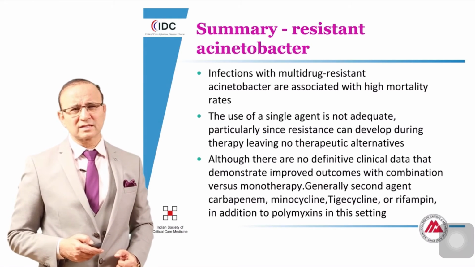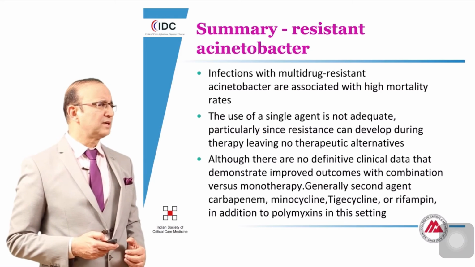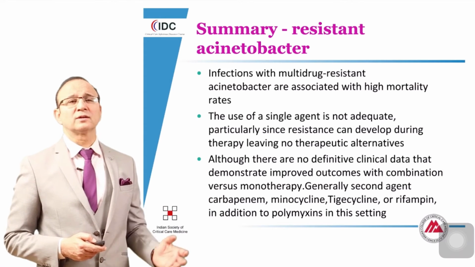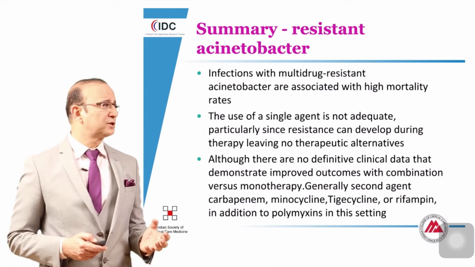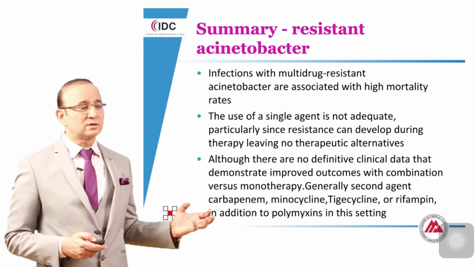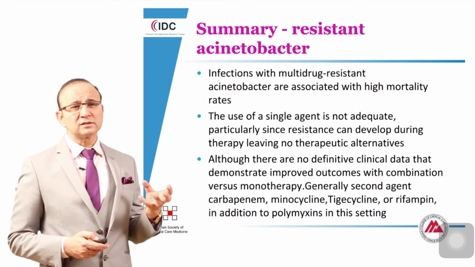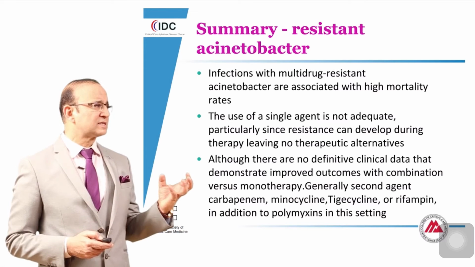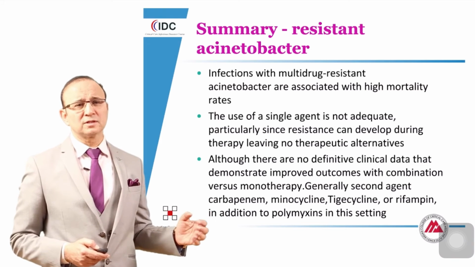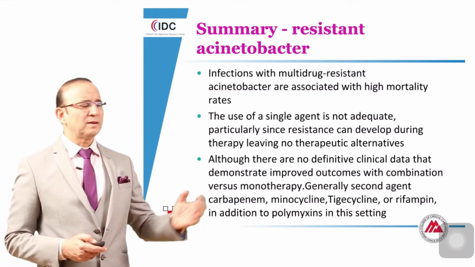So, a summary about resistant Acinetobacter. Infections with MDR Acinetobacter are associated with high mortality rates. The use of a single agent is not adequate. You should use a combination. Although there are no definite clinical data that combination improves outcome, there are definitely smaller studies which have shown that a second agent, carbapenem, minocycline, tigecycline or rifampin, improves outcome. Rifampin will not be used in a country like India, but these other drugs have been shown to improve the outcome in these patients.